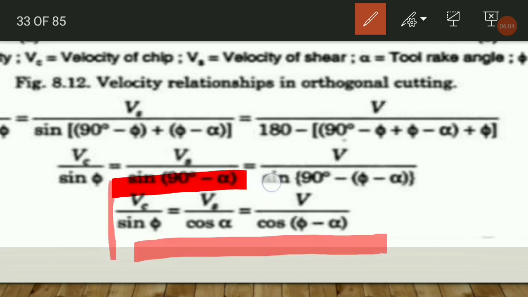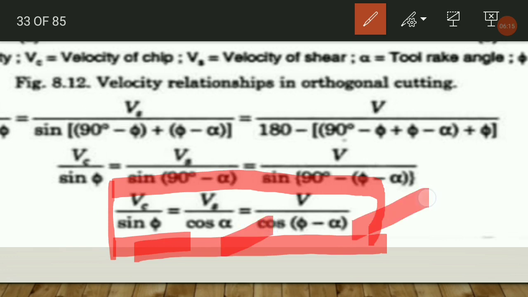This is a very important equation that I was talking about. You must keep in mind, or take a screenshot or note somewhere, that Vc by sin phi is equal to Vs by cos alpha and is equal to V by cos of phi minus alpha, where Vc is the chip velocity, Vs is the shear velocity, and V is the cutting velocity.